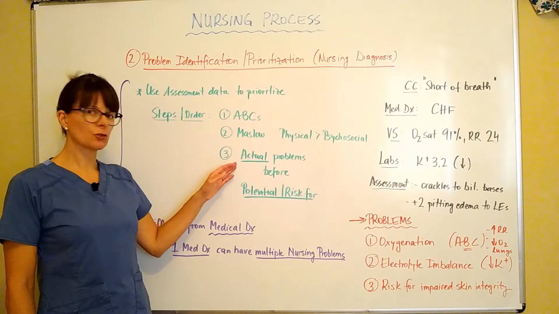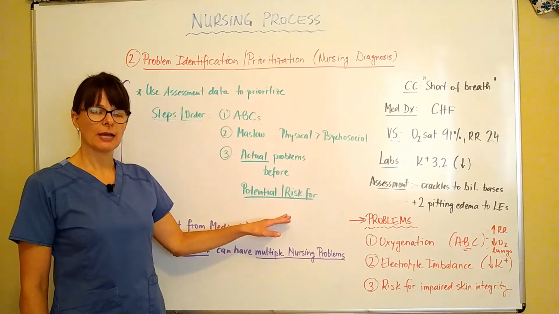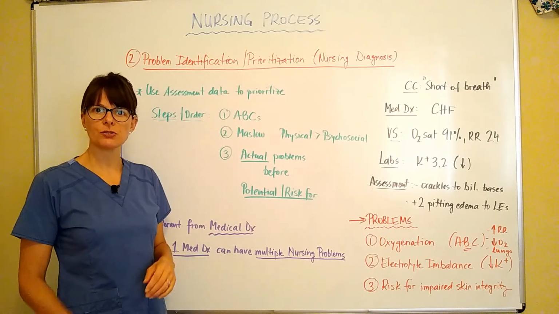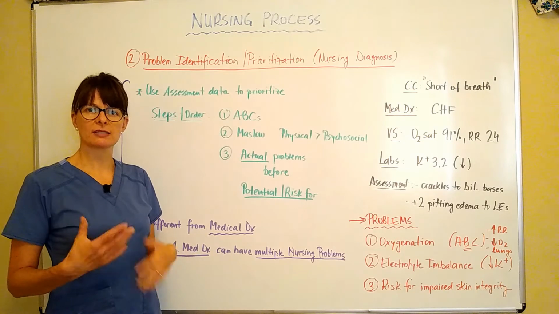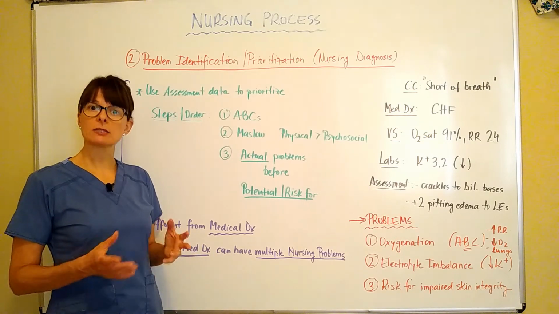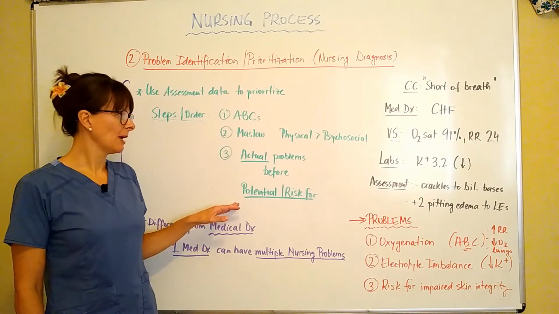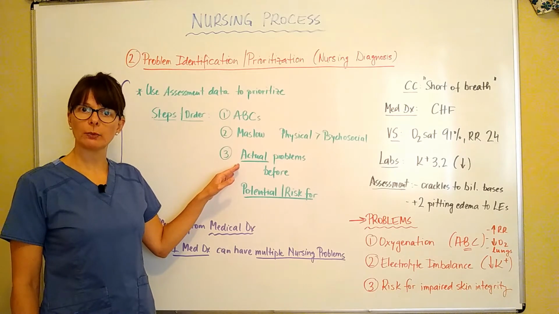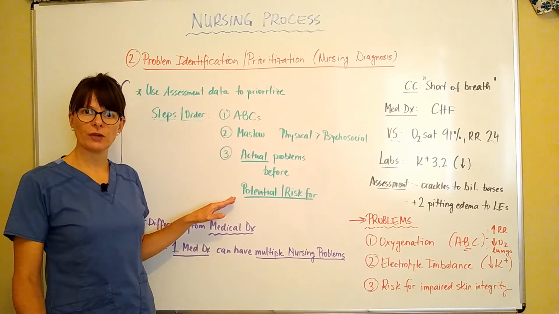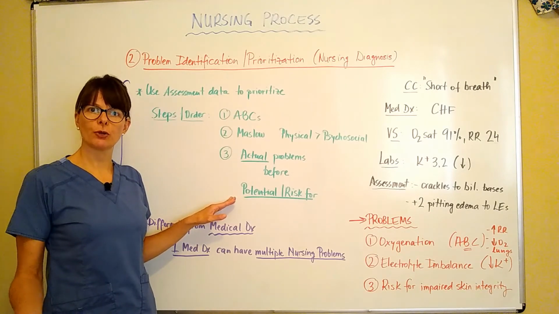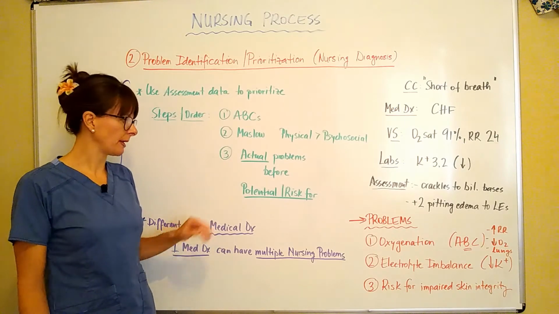And then number three, actual problems will always need to be addressed before potential or risk for problems. You might have heard nursing problems like risk for falls, risk for impaired skin integrity, risk for infection. Those are very common. We do have to address those because those are potential complications a patient could suffer. But if they have an actual problem, clearly we need to address this first. You're going to fix the car tire that's broken before you do an oil change when the car is still running well. So just keep that in mind.